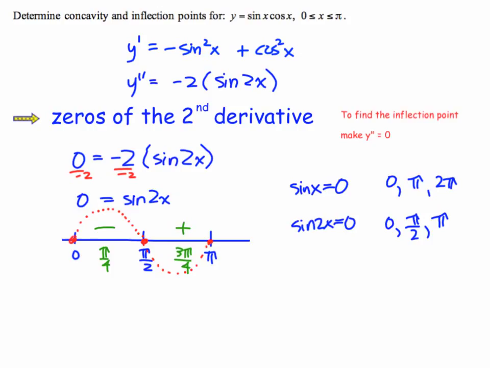Now I need to determine the zeros of the second derivative. That means that I'll have to make the second derivative equal 0. So 0 equals negative 2 sine 2x, divide by negative 2 on both sides. And my period is from 0 to pi, because remember, it's 2 pi over k, and k in this case is 2. So I sketch the sine curve from 0 to pi.